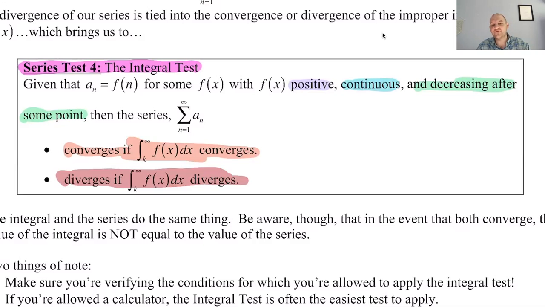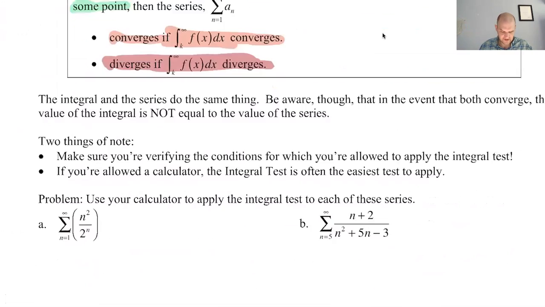Decreasing, you might need to find the first derivative, but often we can just make the argument that the numerator is a constant, the denominator is increasing, so the function itself must be decreasing. I don't know, we'll deal with that. And then we have to actually do the integral, so that's fun. So let's see if we can do this.